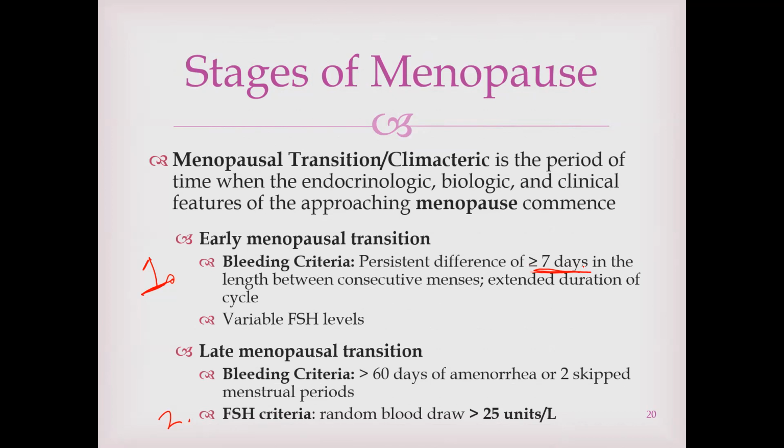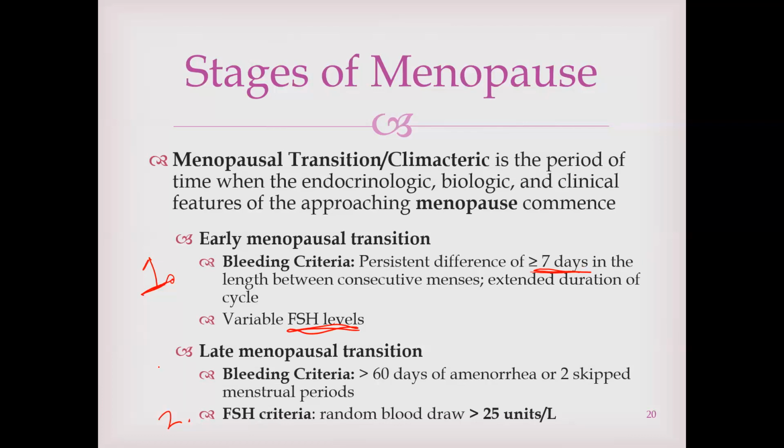So a 7 day delay in menses that is consistent. It could be longer than 7 days, but at least 7 days of extended duration between cycles is defined as early menopausal transition. At this time, the FSH levels are variable, so you cannot use the FSH to stage early menopausal transition.